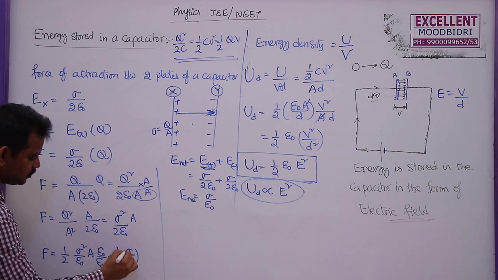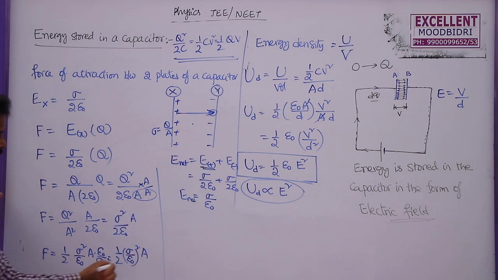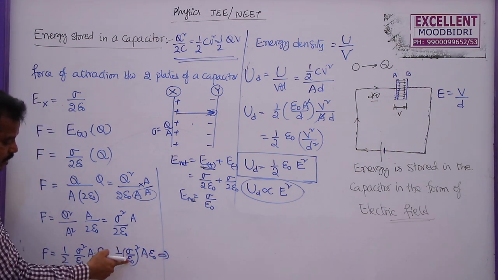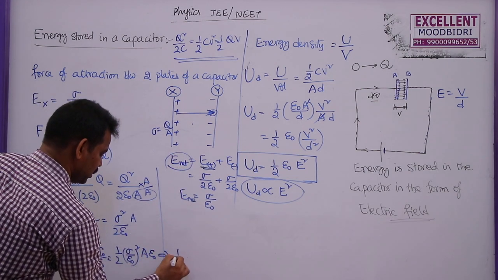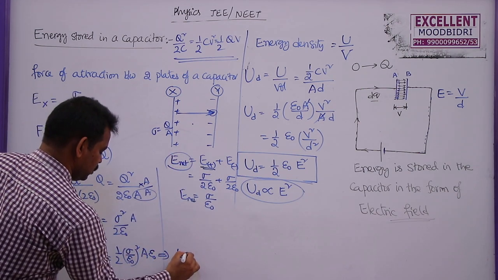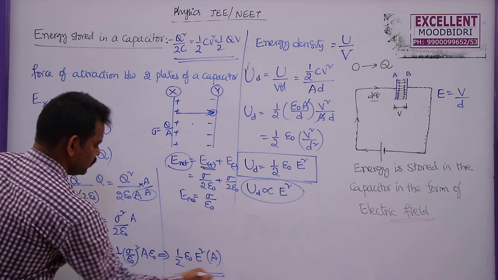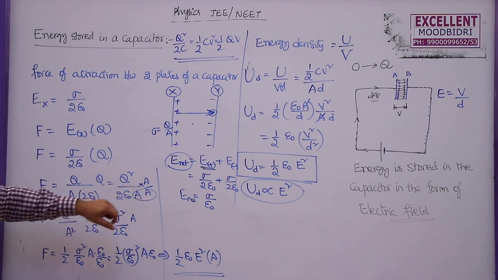Sigma by epsilon naught whole square into A into epsilon naught. You can write sigma by epsilon naught as the net electric field between the two plates. So this can be written as half into epsilon naught into E square into A. These are the different formulas to find the force between two plates.